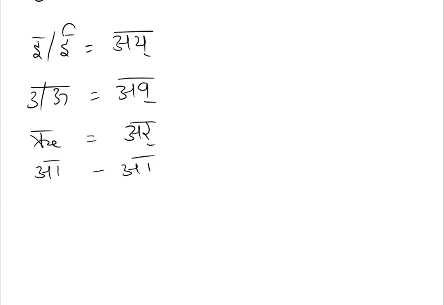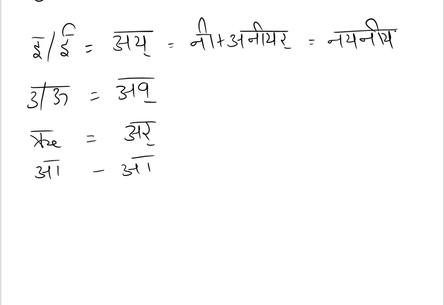So we'll see some examples for e or badi e. Again I'm taking that same example: ni plus aniyar. If e or badi e is there, that will be aya. So that will become nayaniyah. How does it become? Just see, badi e is there and a is there, then aya comes. Now the a will merge with this one, and ya will come in this one. So nayaniyah.